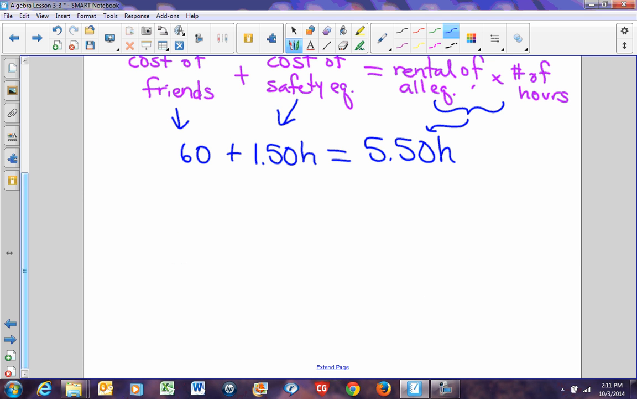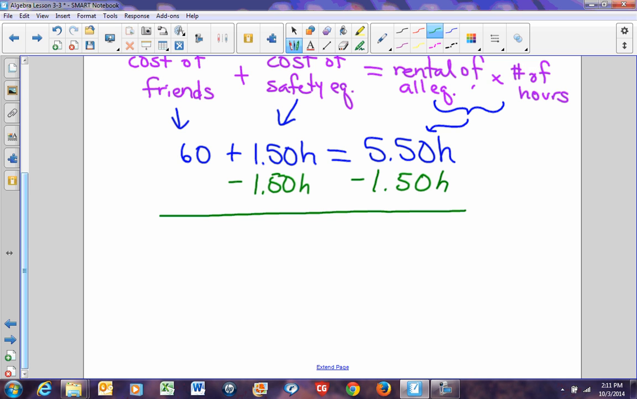So now I just simply need to solve this equation. I have h's on both sides of the equation. It would be so much easier for me to move the 1.50h over to the right-hand side. So I'll subtract 1.50h. That's a funky looking 5, isn't it? So these will cancel. This will be 60 equals 5.50 minus 1.50, which is 4, or just 4h. Divide both sides of the equation by 4. 60 divided by 4 is 15.